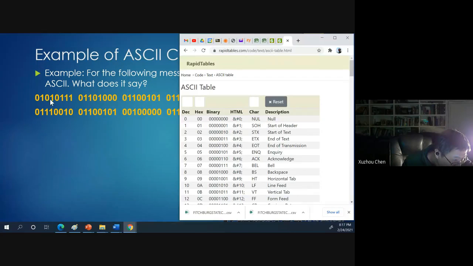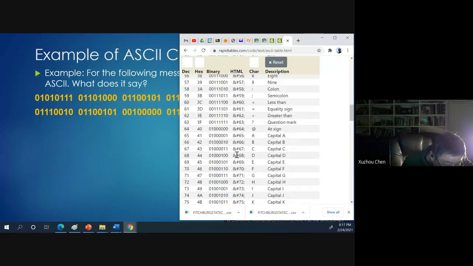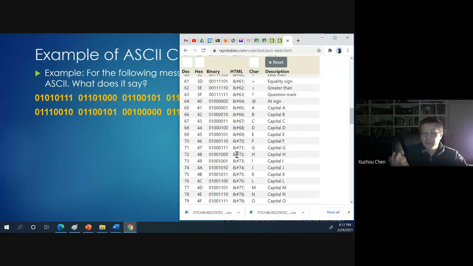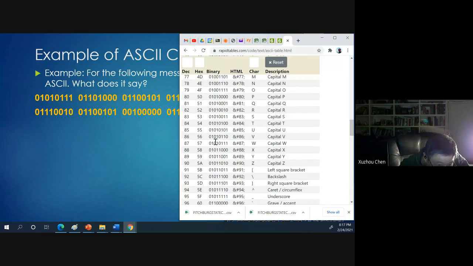The first one is 0101. If you search the website, you can find there are a lot of ASCII tables out there. 0101, 0111, 010111. Okay, I gave you 4 minutes. Can you figure out what this message is?